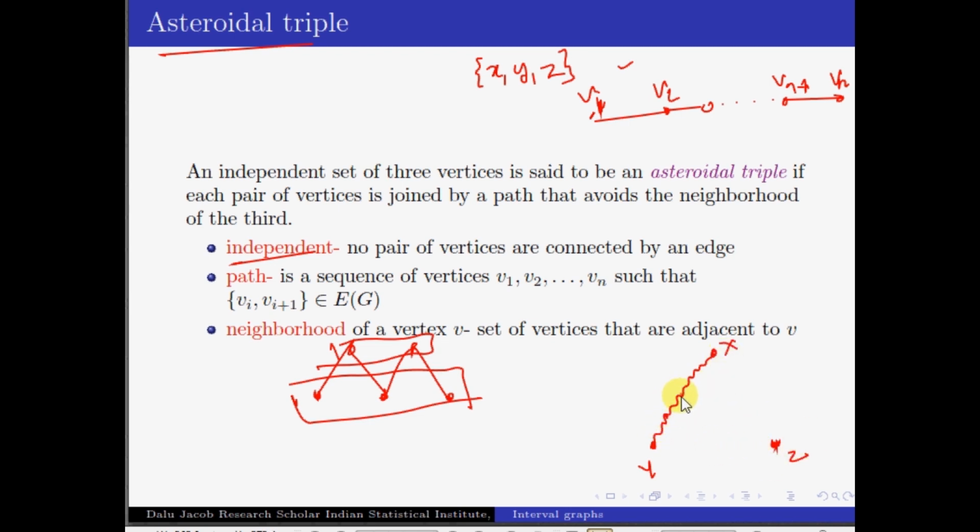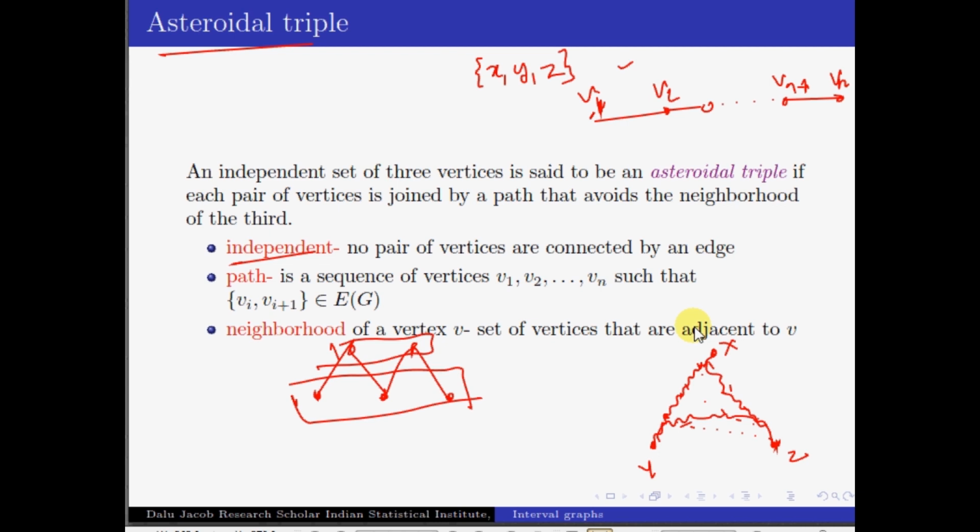Every vertex in this path must be non-adjacent to z. They cannot be a neighbor of z. Similarly, there should exist a path from x to z such that every vertex in this path must be a non-neighbor of y. And there exists a path from y to z such that every vertex in this path must be a non-neighbor of x. It cannot be a neighbor of x. So if such a structure exists in the graph, then this triple x, y, z is said to be an asteroid triple. I will give you an example of an asteroid triple.